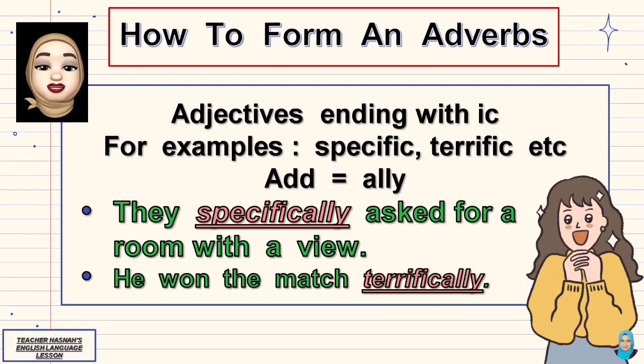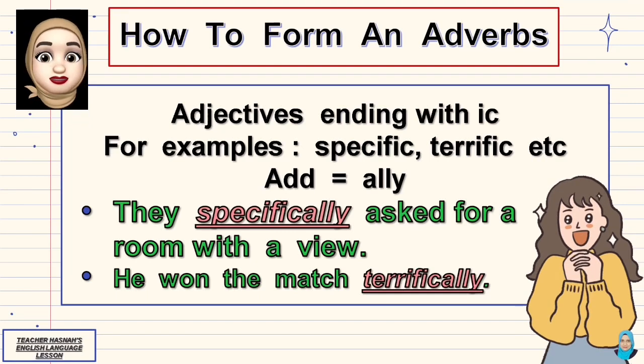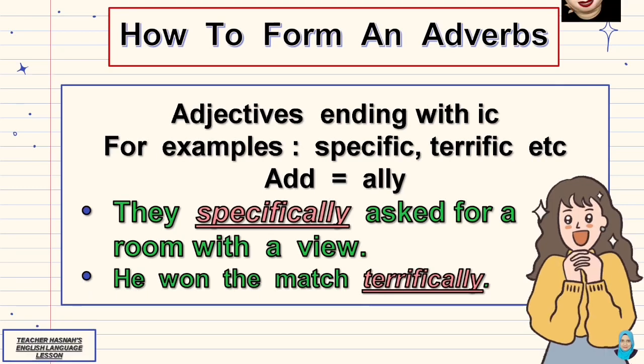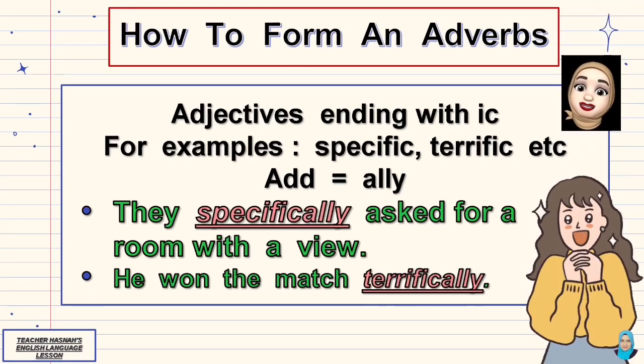We also need to pay extra attention to adjectives ending in IC. For example, specific, terrific. Here, we add ALLY. They specifically asked for a room with a view. He won the match terrifically.